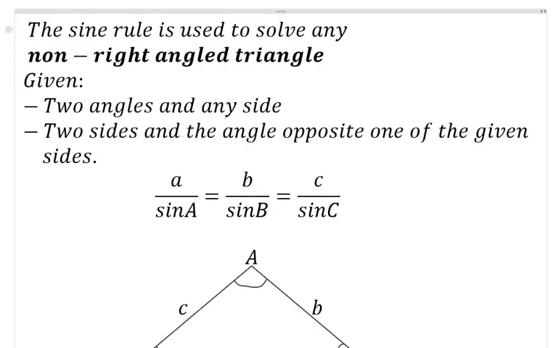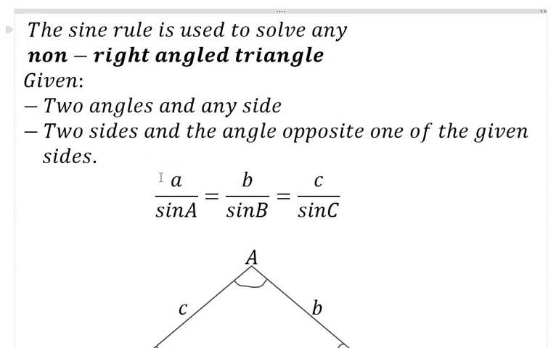Now, before you can use the sine rule to solve any non-right angle triangle, two angles and any side of that triangle will be given. If you have two angles and just one side, you are going to be using the sine rule. Or if you have two sides and the angle opposite one of the given sides, you can use the sine rule. Because this is a video, you can always pause and rewind for clearer understanding or to listen to the voice again.